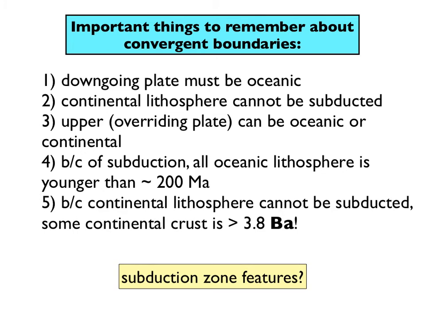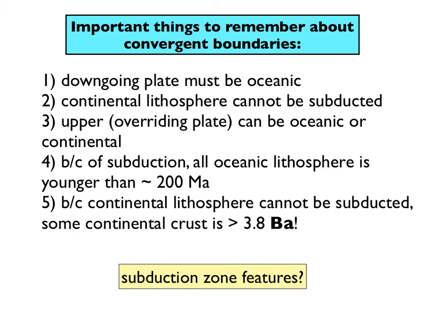So I've created a list of important things for you to remember about convergent boundaries. 1, this is a must. The downgoing plate has to be oceanic. You cannot subduct continental lithosphere. 2, continental lithosphere cannot be subducted. I just said that. 3, the overriding or upper plate can be either oceanic or continental.